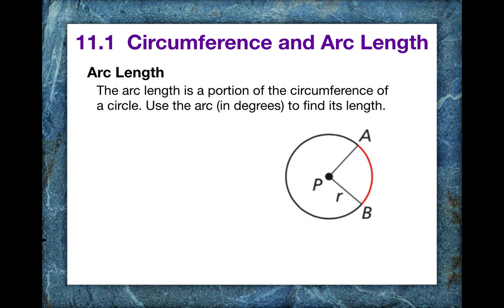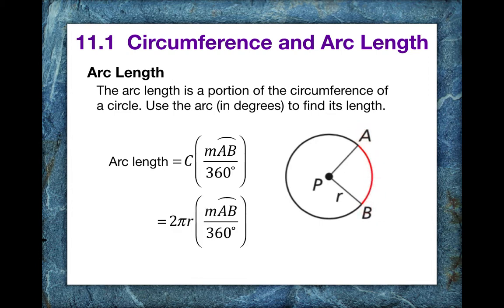The arc length is a portion. It's just a part of the whole circumference of a circle. So what we do is we use the arc in degrees to find the length. If I have an arc AB, which goes from here to here, I have that over 360. So it's part of the whole circle, times the circumference, which would be the whole circumference, is equal to just this arc length here. And of course, circumference is 2 pi r, so this is the formula that we'll be using to find arc length.